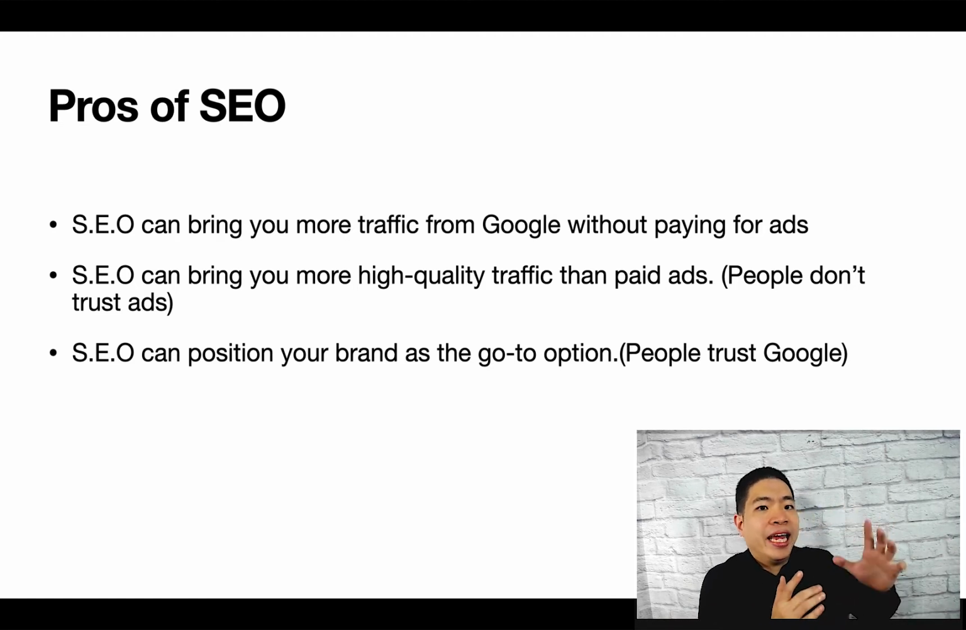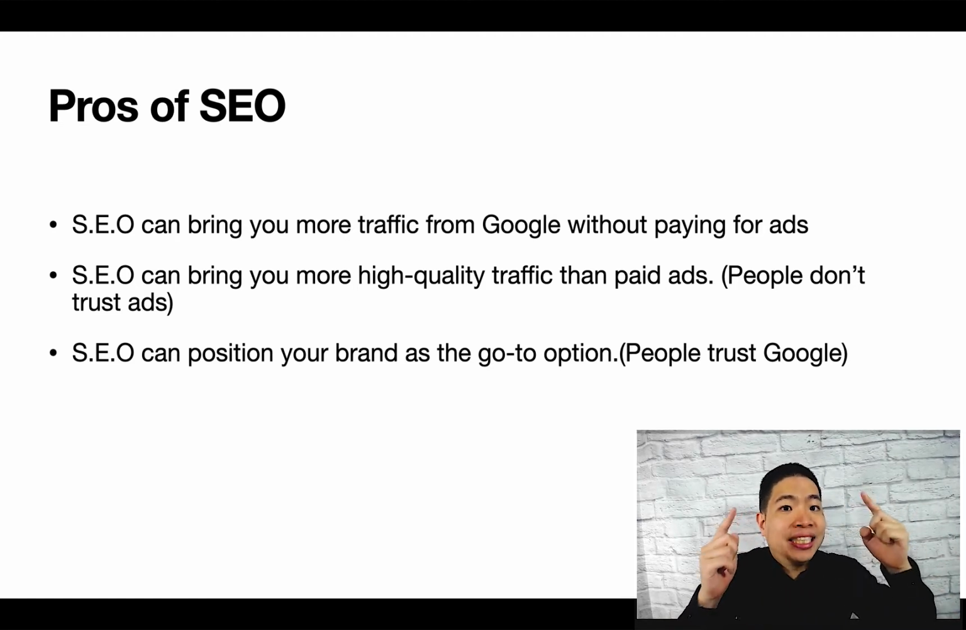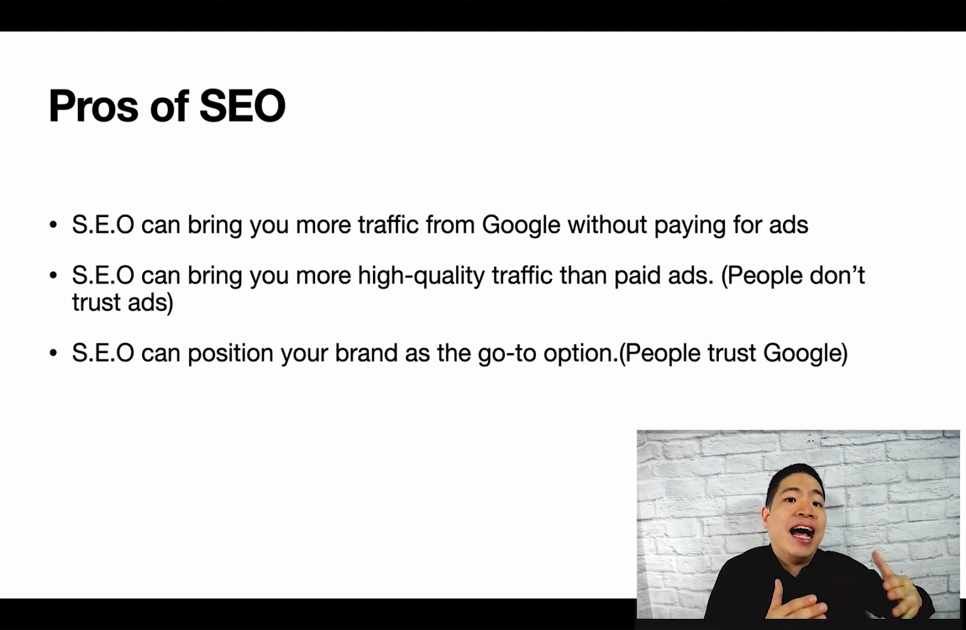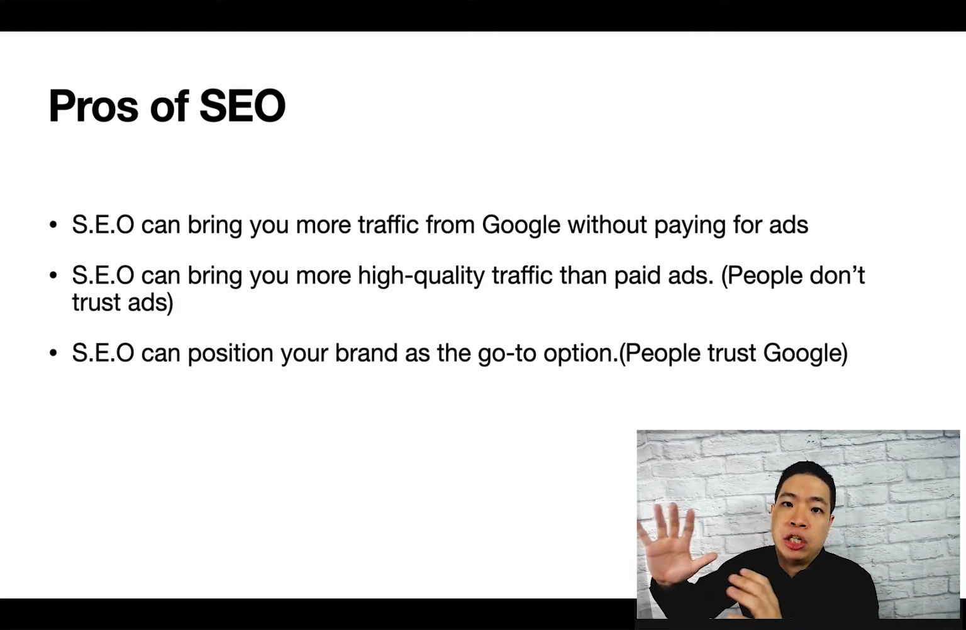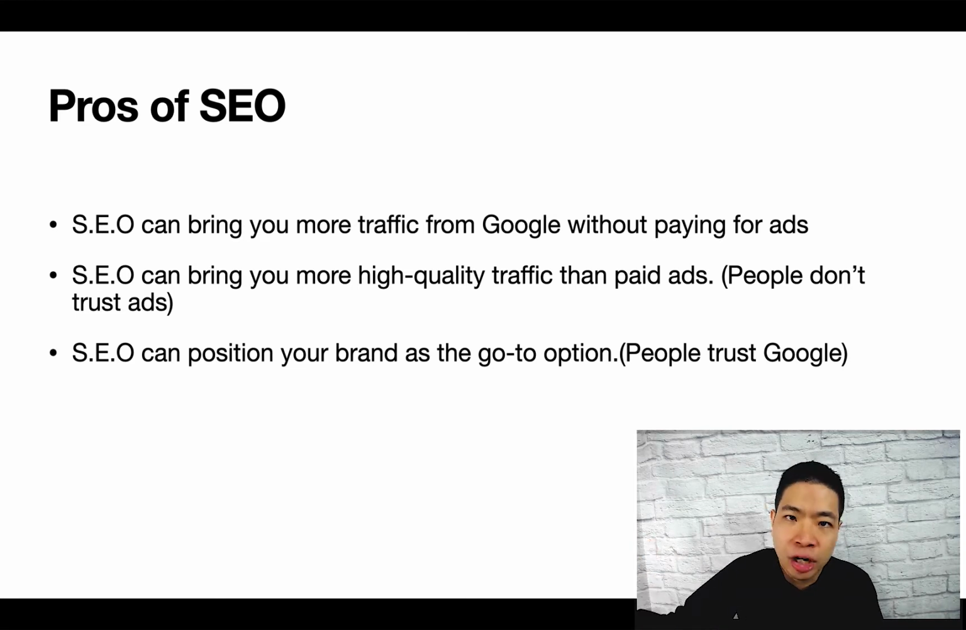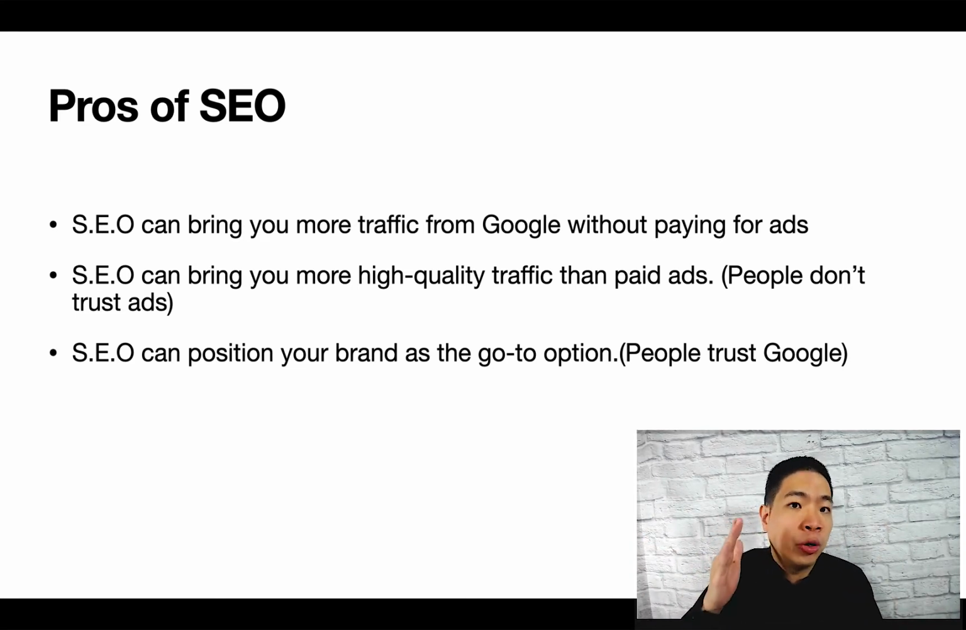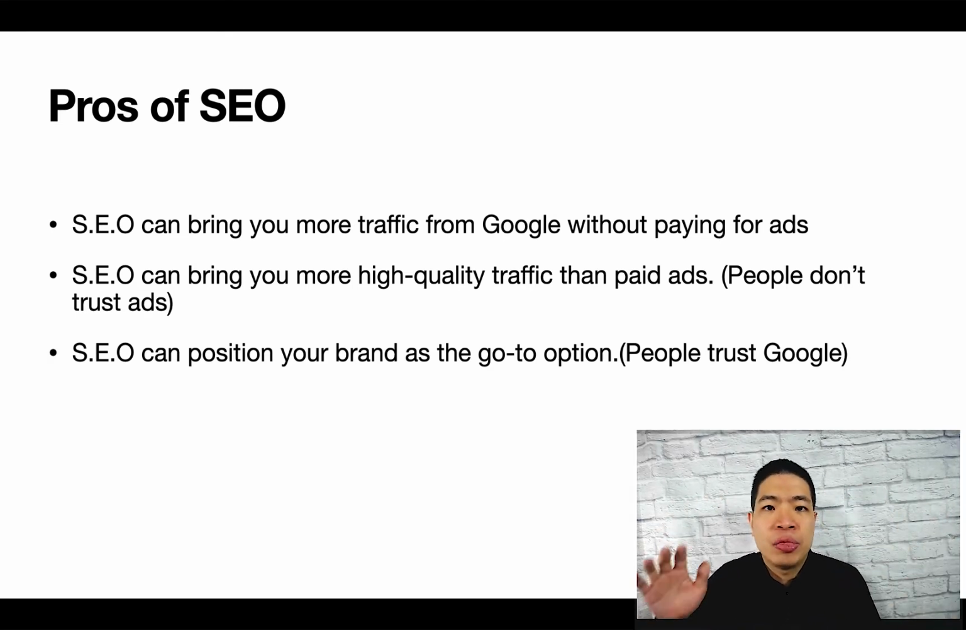So when people click on a paid ad, they know it's an ad, right? So they don't trust that link that much. But if you are showing as an organic search result, guess what? At least they trust it more. And that's the reason why SEO can position your brand or yourself as the go-to option, as the go-to expert. So that's the reason why you should do SEO.